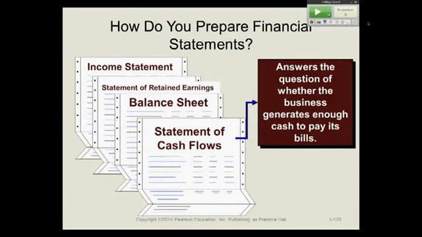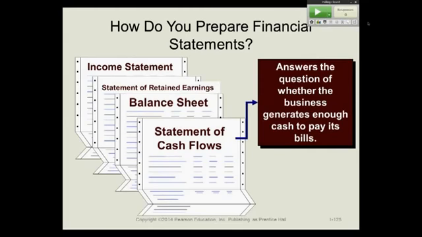And that last statement is the statement of cash flows. And this is another flow statement. And this one's difficult. We're going to come back to this, I'm sure, at some point. The cash flow statement we're doing here is really just an introduction. It's going to show you the sources and uses of cash. Where do we get the cash, and how is the cash used?